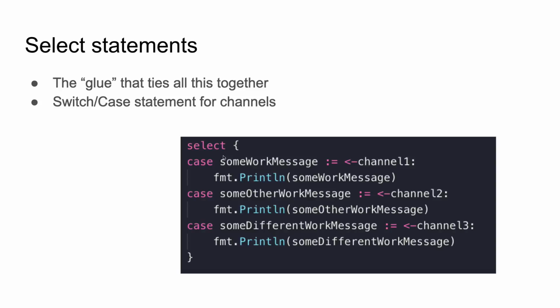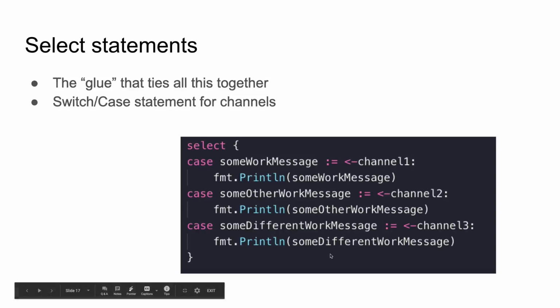So here we see we have the select statement, and we have three channels. We have channel 1, channel 2, and channel 3. Every time a message is fired on channel 1, we are setting it equal to some variable called some work message. And this operator right here, the colon equals, is just a type inferred operator. So in this case, it's a string and it knows that it's a string. So then we'll print that out to the console. Same thing with this. Whenever a message is fired on channel 2, we get it here, printed out to the console, and channel 3, same thing, printed out to the console.